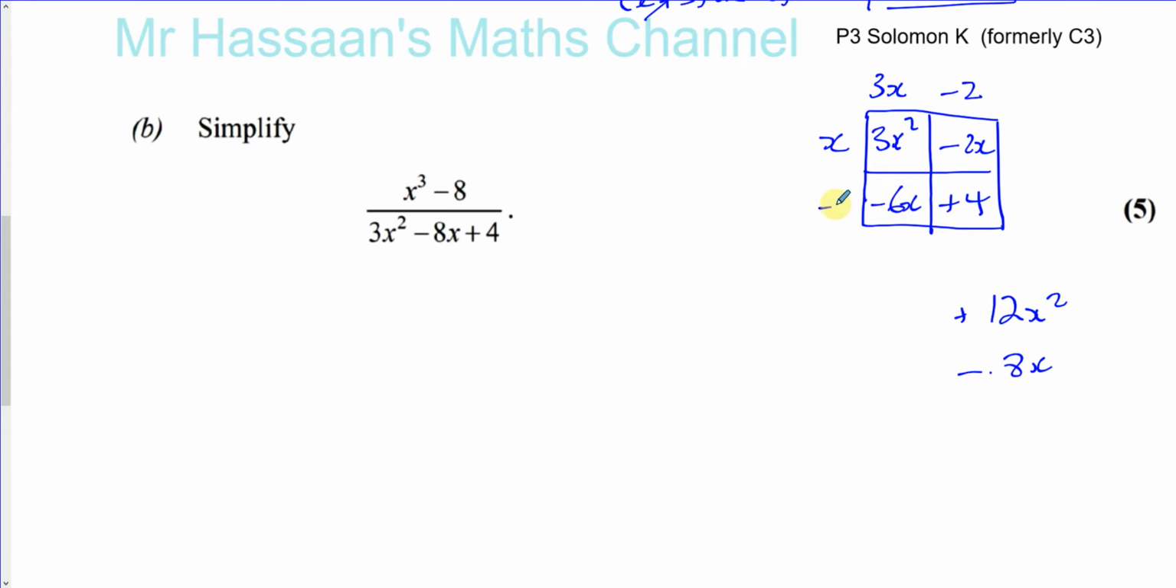So we can just check to see if that works out. Plus 4, yes it does. So we end up with 3x minus 2 times x minus 2. So I know that this part of it is going to be 3x minus 2 and x minus 2.